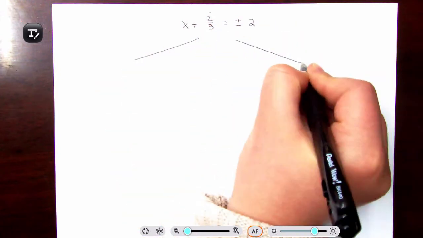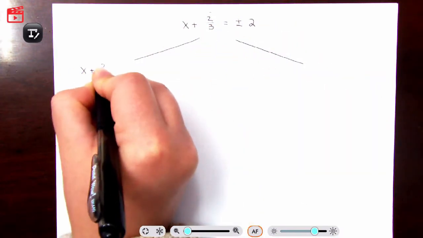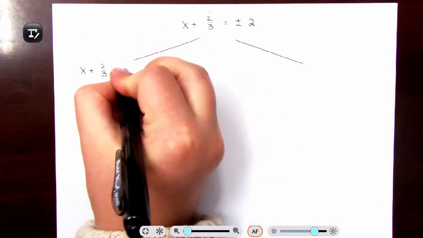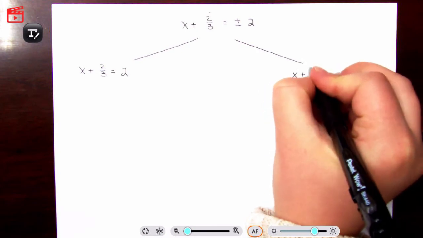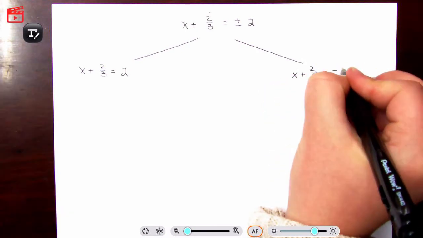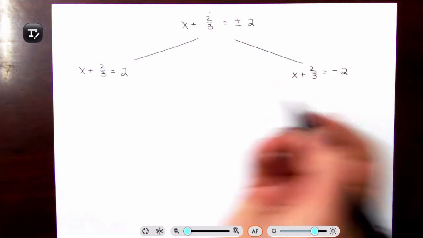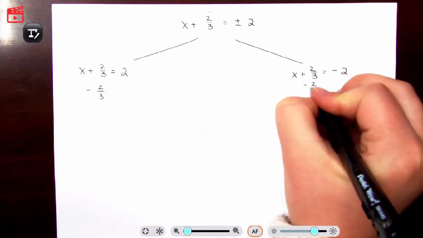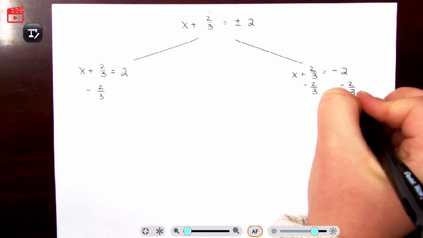Separating this out into 2 separate equations, I have x plus 2/3 is equal to positive 2, and x plus 2/3 is equal to a negative 2. We are subtracting fractions here. So we're subtracting 2/3 from both sides.